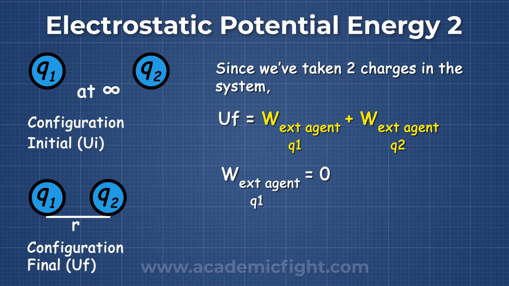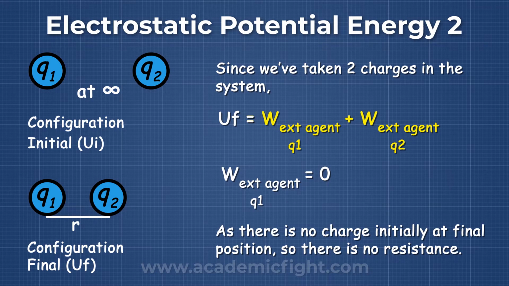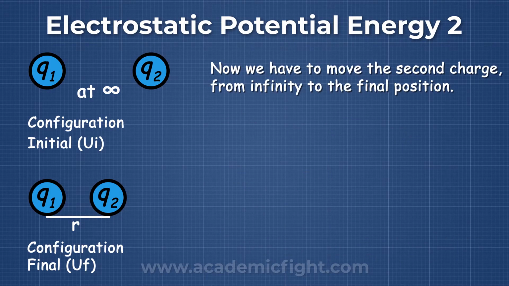The work done in bringing the first charge is equal to 0. Because there is no charge initially at the final position, so there is no resistance. Now we have to move the second charge from infinity to the final position.